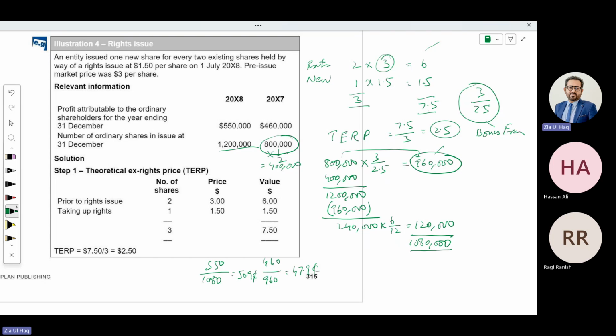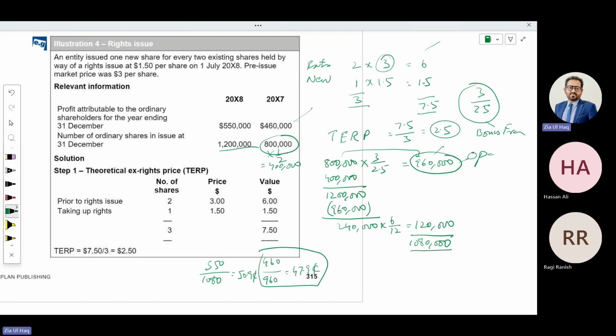So for the existing shareholders, we need to multiply by this bonus fraction. We can calculate opening shares, including bonus. Instead of 800,000, what is the opening share, including bonus? 960. That will be used to calculate earning per share of the previous year. 460 is the earning divided by 960. So we calculated earning per share for 20x7.